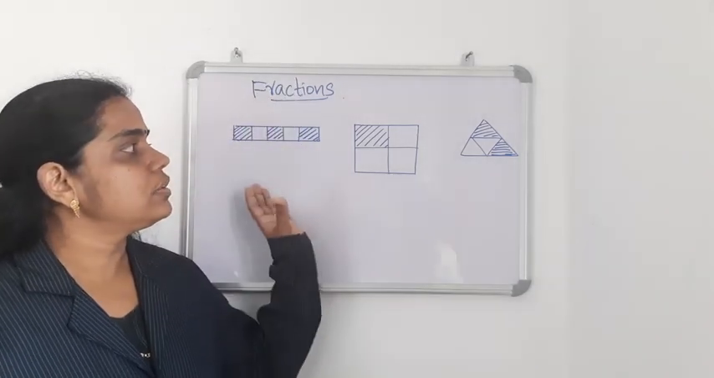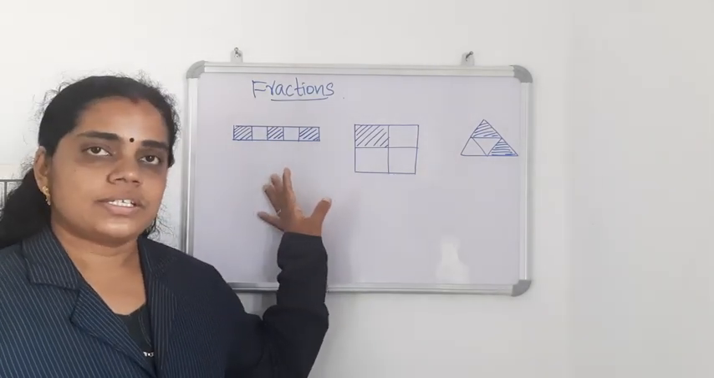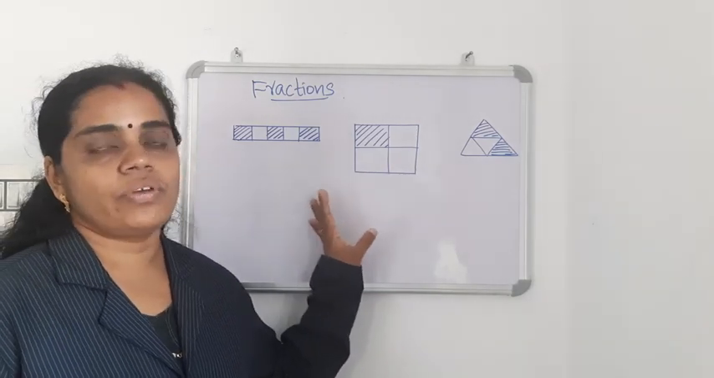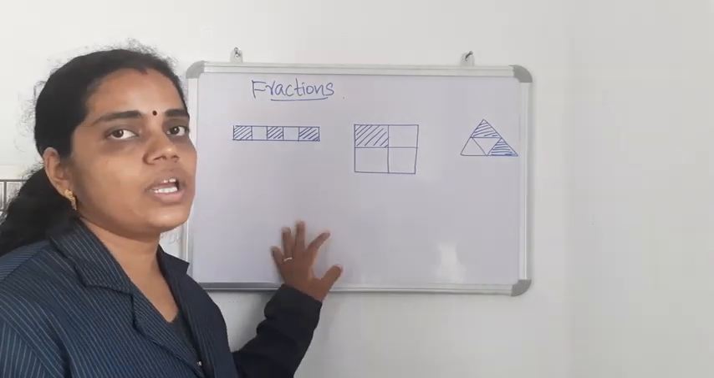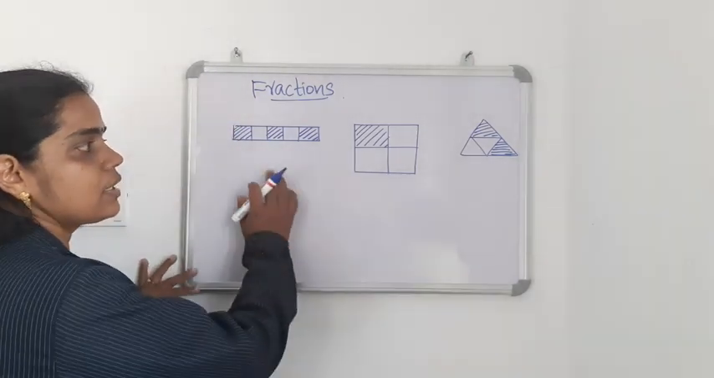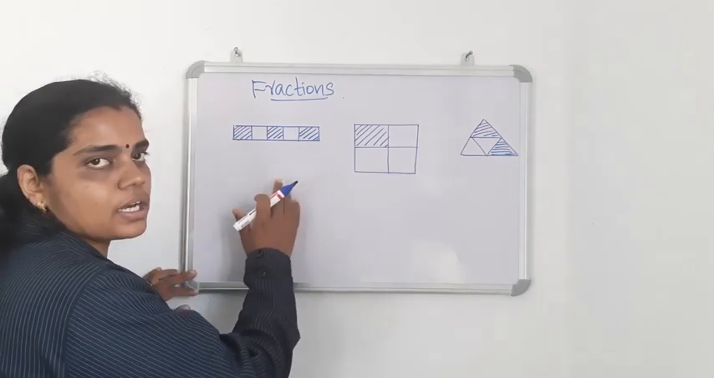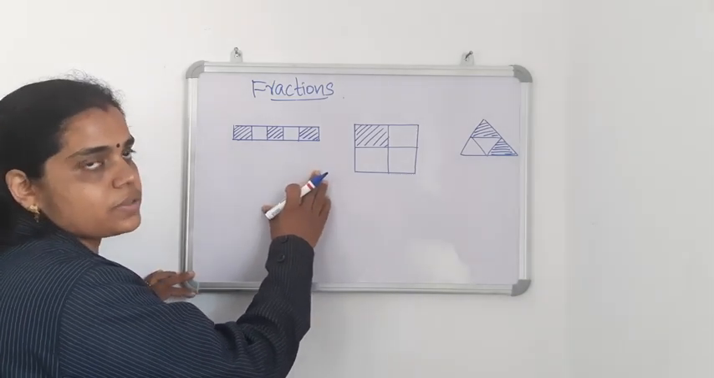Okay, so here three pictures are given. What is a fraction? Fraction means a part of a whole. That is the definition of a fraction. Part of a whole. Whole means here three pictures are given. From this, how many parts are here? In total, how many parts are there in this first picture?